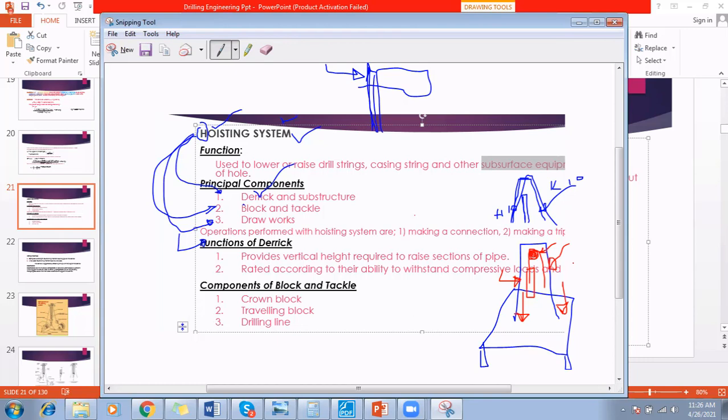Along with the compressive load, it also covers the pressure from the wind, or the many external factors that may create disturbance in the drilling activity.